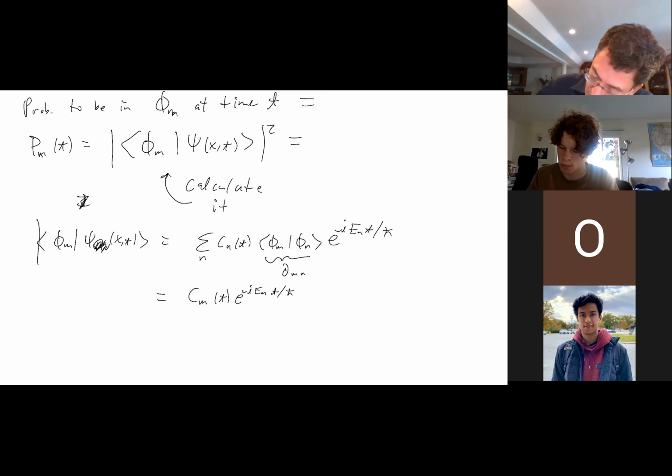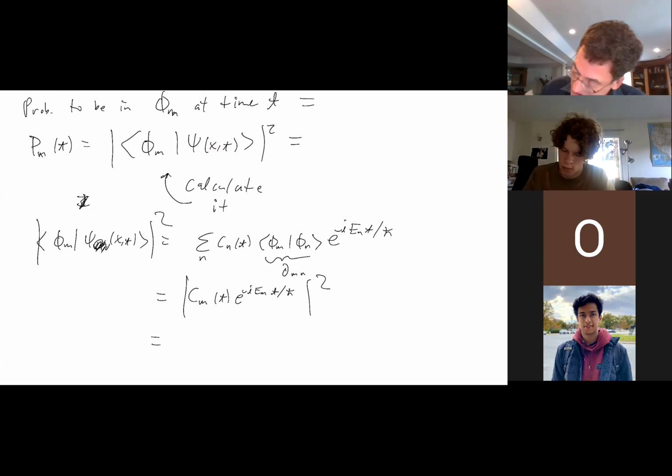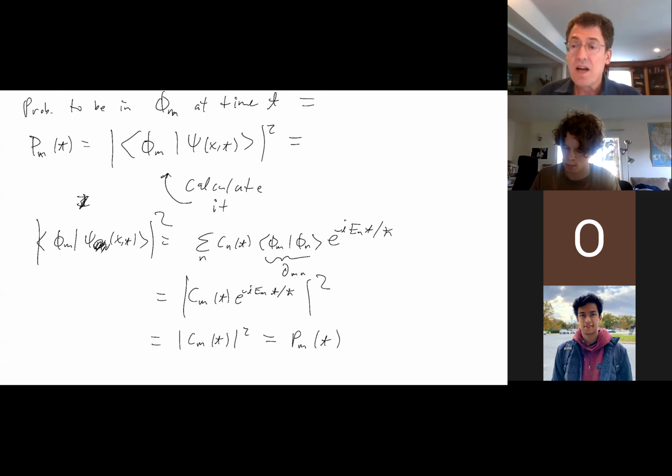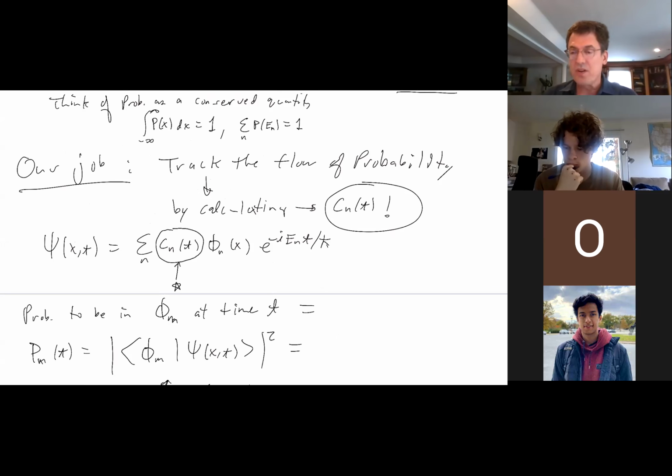But now let's square it. What happens to the phase factor when we square it? It goes away and it's just Cm squared. Exactly. And that is the probability. We just calculated it. That is the probability to be in state m at time t. So this is the most important thing. This is what we want. I just want to emphasize that this is the most important thing.